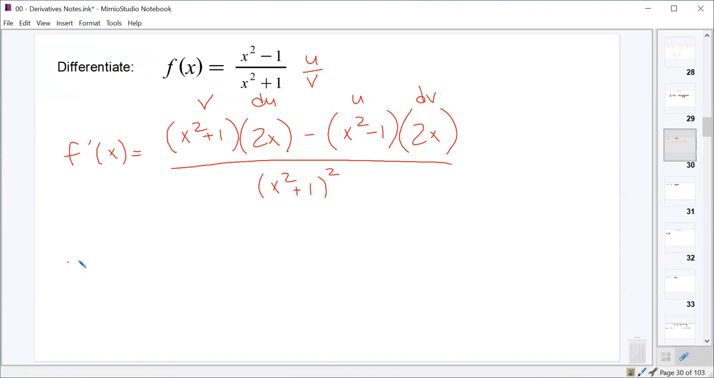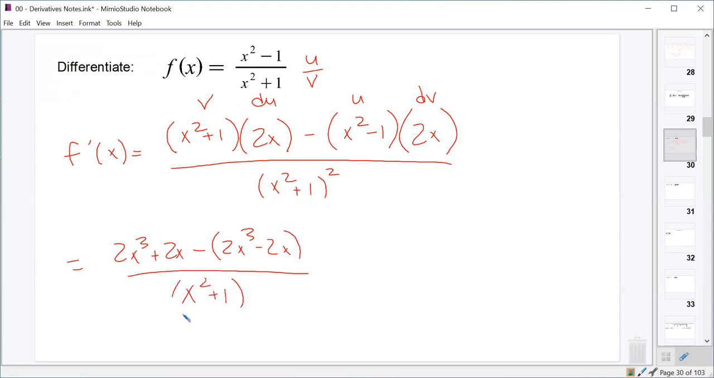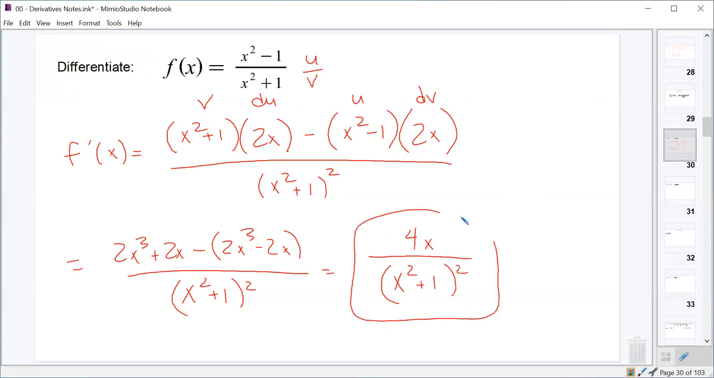squared. And of course, if we want to, we can simplify this down into 2x cubed plus 2x minus the quantity 2x cubed minus 2x over x squared plus 1 squared, or just 4x over x squared plus 1 squared. So using the quotient rule because it's a quotient of two functions.